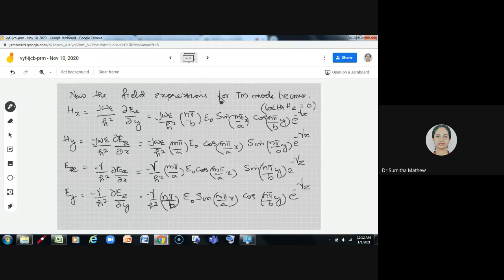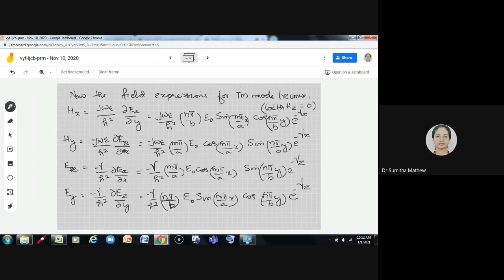Now the field expressions, we can write taking that one term alone, because we have already put Hz to 0. That means in the first set of equations, after removing those terms which become 0, you write them once again. Hx, Hy, Ex and Ey are once again written here in terms of Ez only, because Hz has become 0. TM waves we are considering, that is why. Remember, if it is TE waves, it should be the other way around.